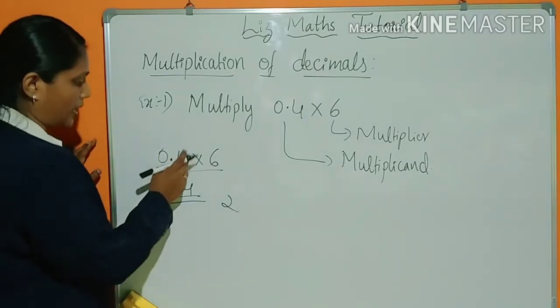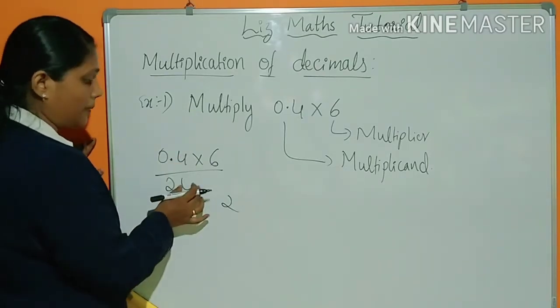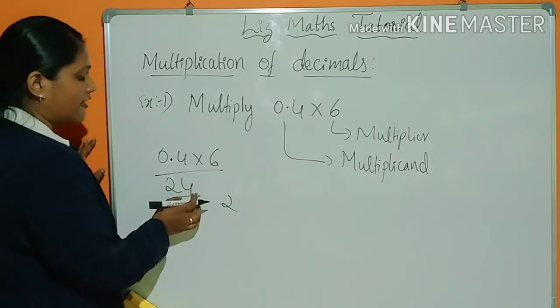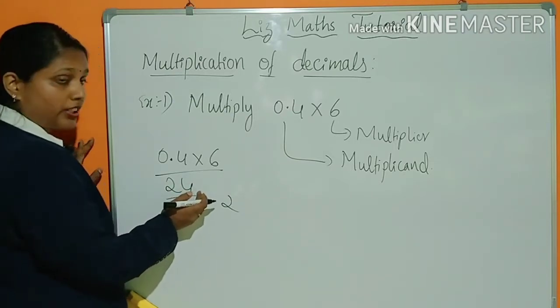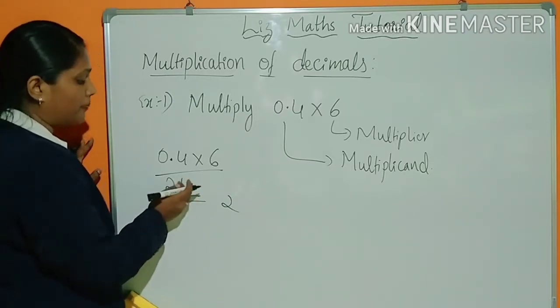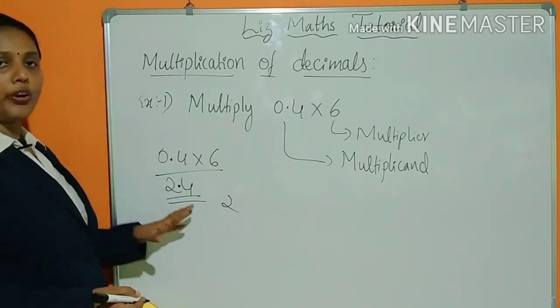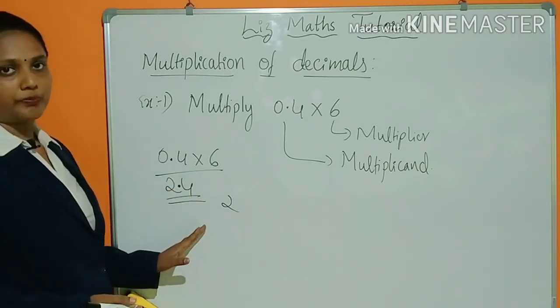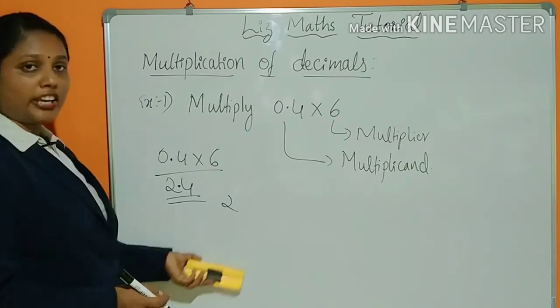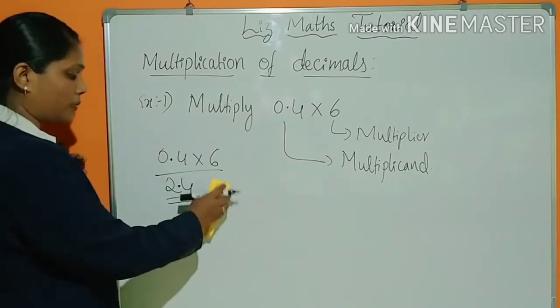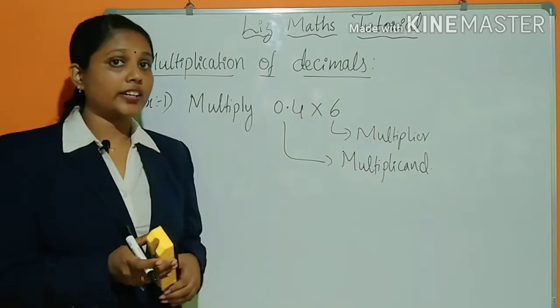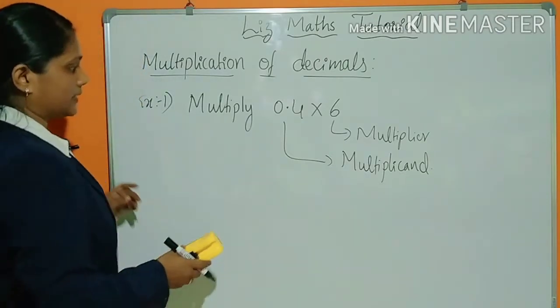That one place you have to count. Also here you have to put the decimal point. From the unit place you have to count one place and you have to put the point here. That is, 2.4 is the answer. So I hope you understood. If you have not understood, let me take a few more examples that give you a clear idea regarding this.